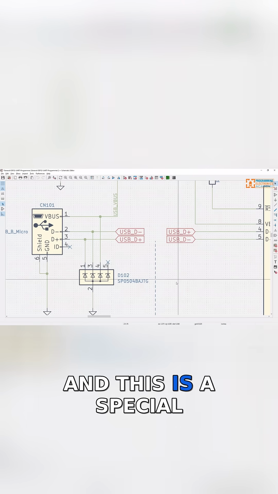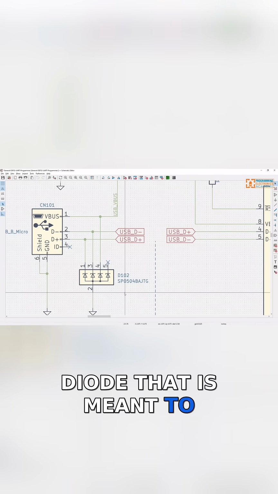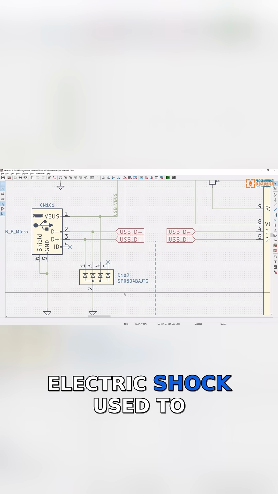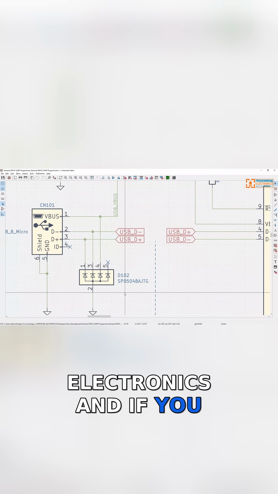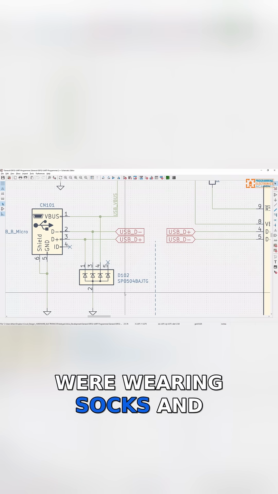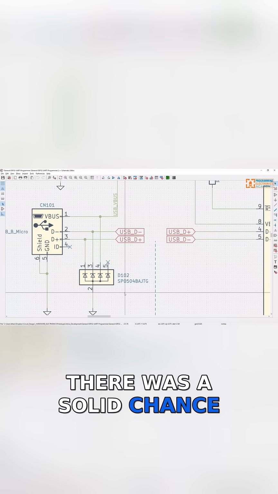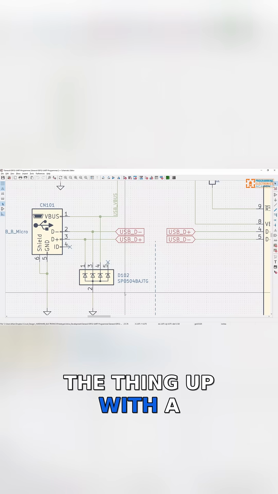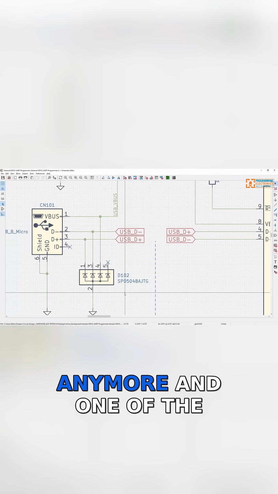And this is a special diode that is meant to dissipate a static electric shock. Used to be the case that you had electronics, and if you were in the winter and it was super dry and you were wearing socks and you walked across the carpet and you touched a piece of electronics, there was a solid chance that you could just blow the thing up with a static shock. And that doesn't really happen anymore.